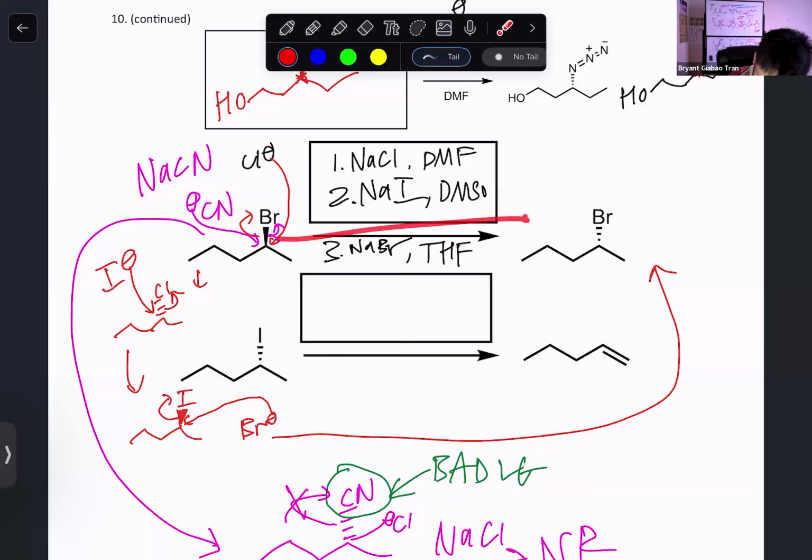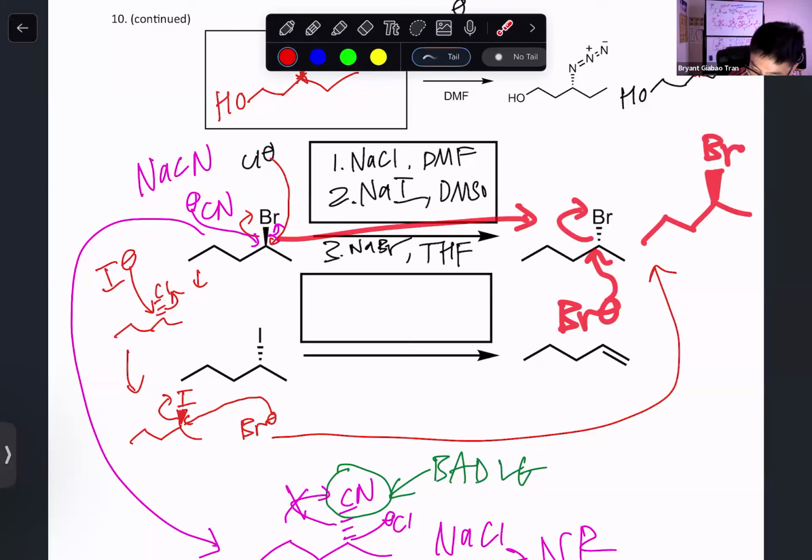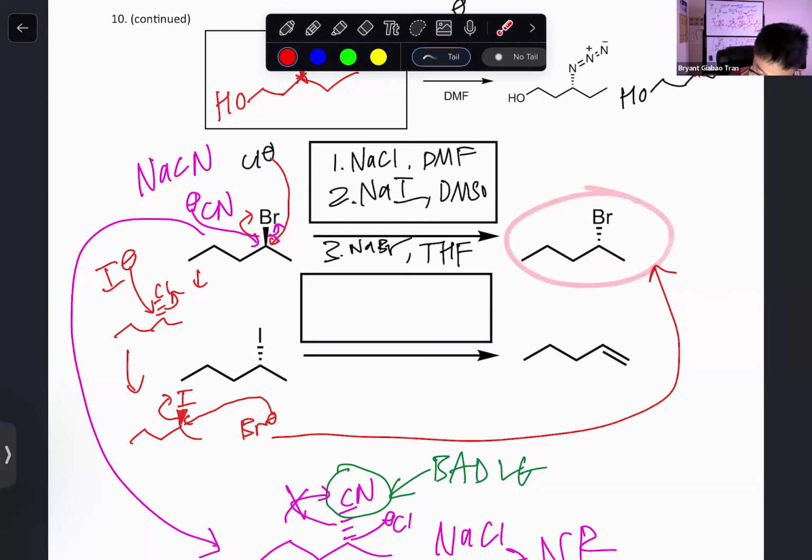If we used Br directly, another equivalent of Br minus will attack that, kick that out, and form this product as well, which is the starting material reactant. That gives us a mixture of products, which is not good for lab. In lab, we want high yield products. And this will selectively go for this bromine with only dashes, right?